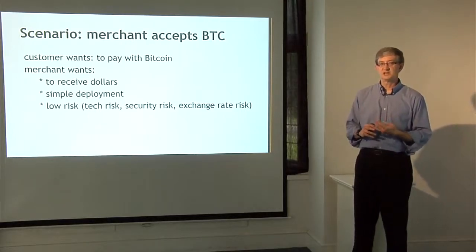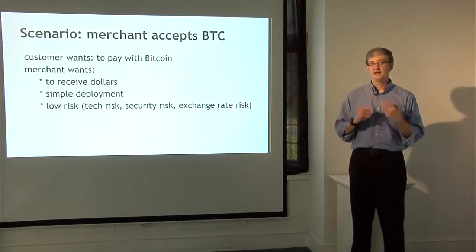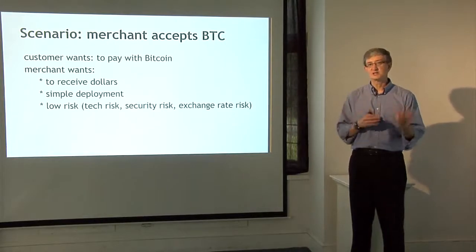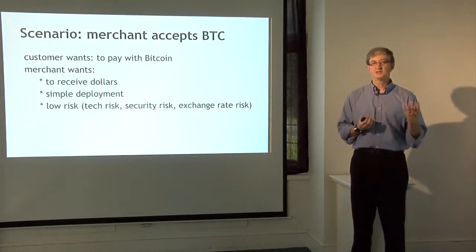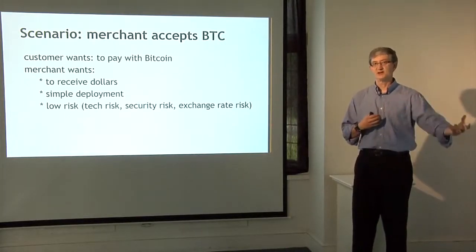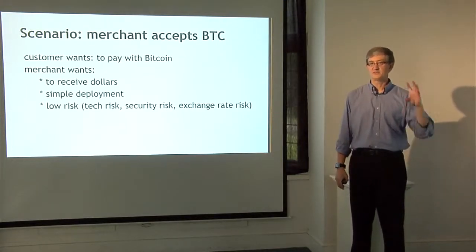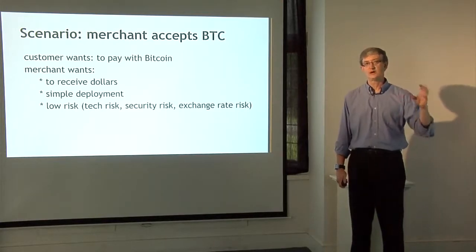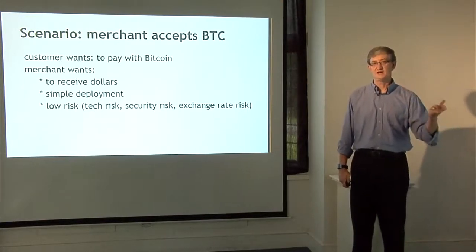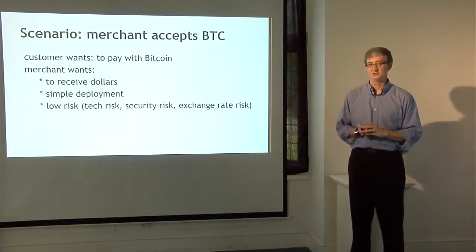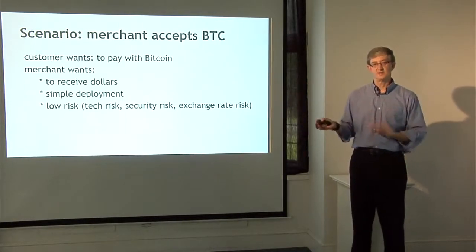And they don't want to deal with the exchange rate risk, that the value of a Bitcoin in dollars may fluctuate from time to time, and the merchant who might want to sell a pizza for $12 wants to know that they're going to get $12 or something close to it, and that the value of the Bitcoins that they received in exchange for that pizza won't drop drastically before they can exchange those Bitcoins for dollars. So the merchant wants to be isolated from all of that.